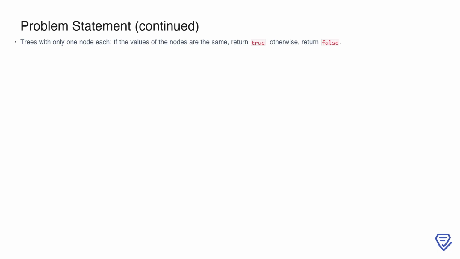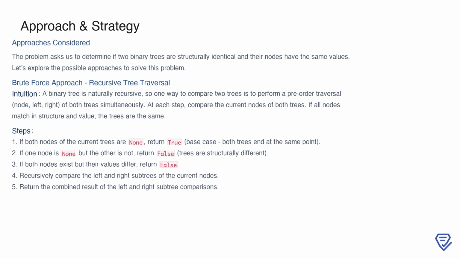To determine if two binary trees are the same, we need to verify that they are structurally identical and that their corresponding nodes have the same values. One natural approach to solving this problem is through recursive tree traversal. Since binary trees themselves are recursive in nature, this method aligns well with their structure. The idea is to perform a pre-order traversal, visiting the current node, then the left subtree, and finally the right subtree, while comparing nodes from both trees at each step.